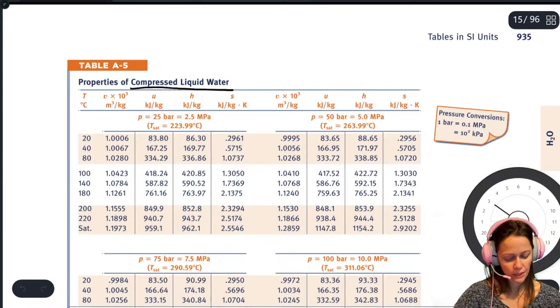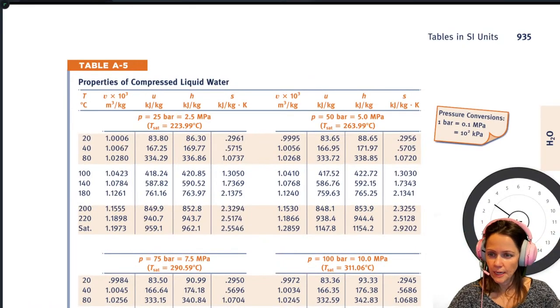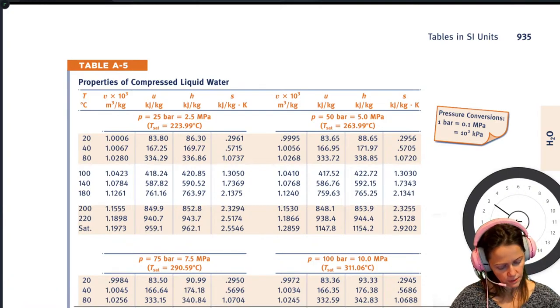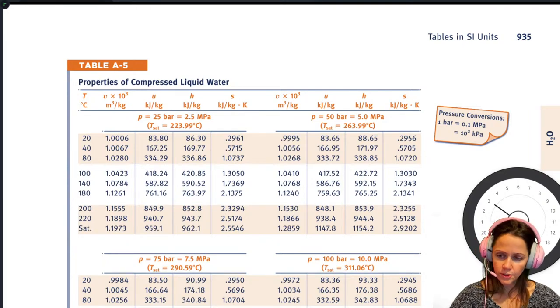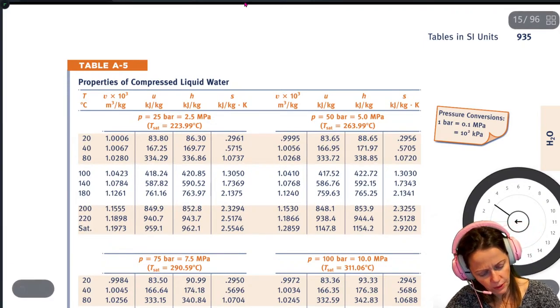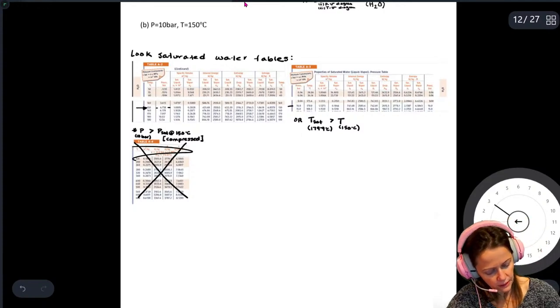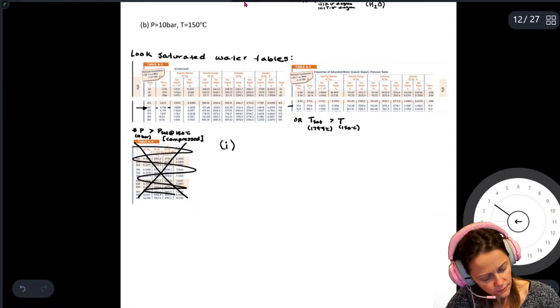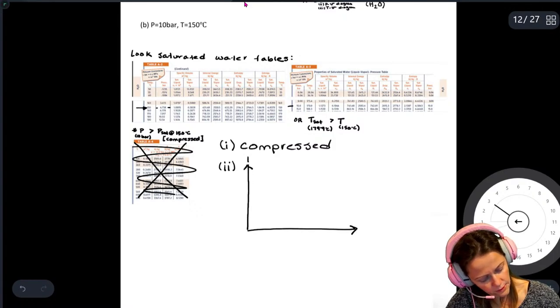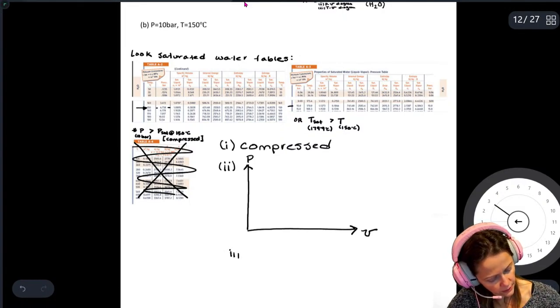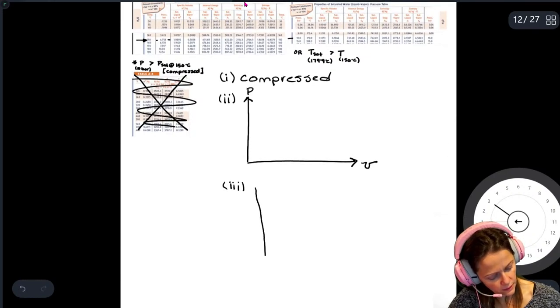There we go. So our compressed liquid water tables, this is table A5. Well, darn. Oh, actually, that's fine, because I don't need to look up any properties, do I? I'm second-guessing myself. So I guess I don't really need this at all, right? I answered the first question, that it's compressed. And my next question... So I need a PV diagram, and then I'll also need a TV diagram.